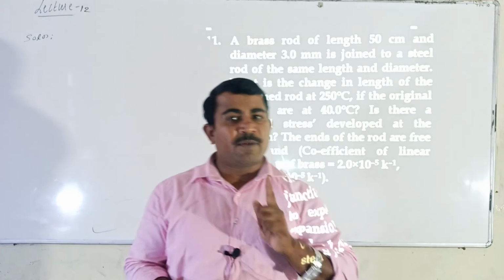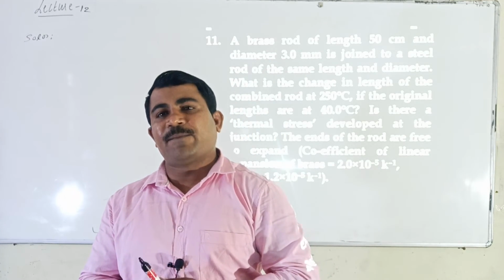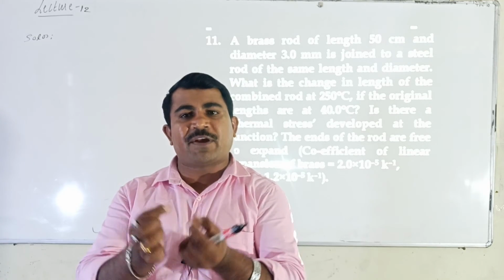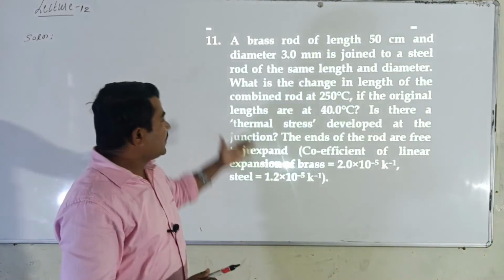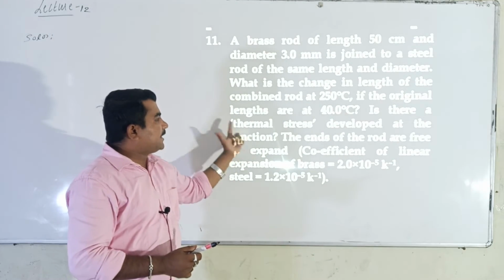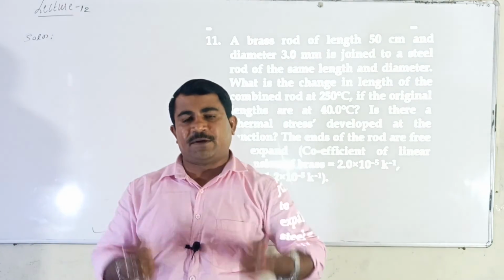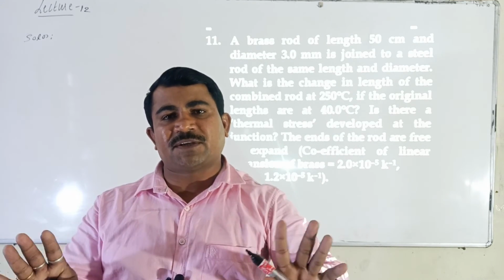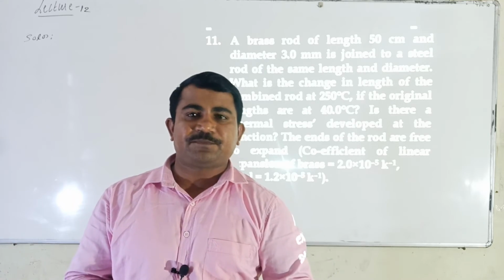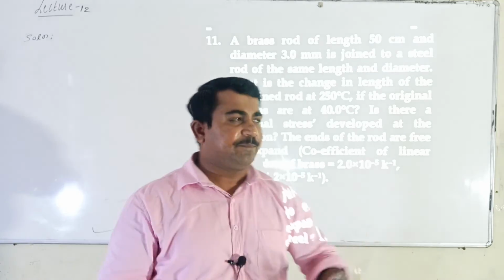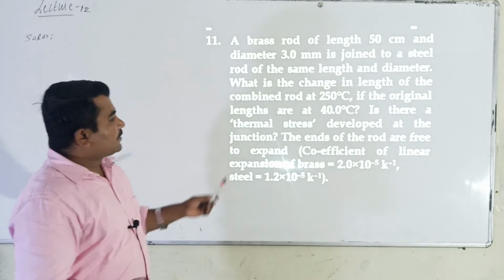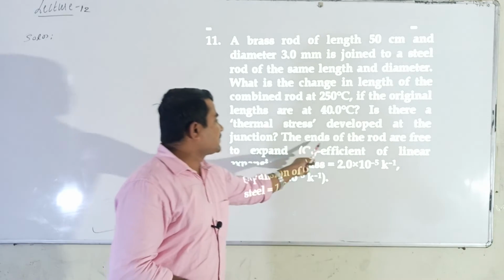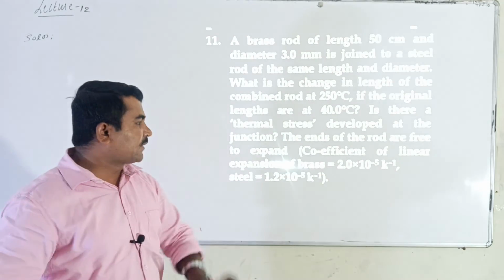We know that thermal stress is developed only when the metal or the combination of metals are fixed between two rigid supports. Here both rods are free to expand. First I can confirm that there is no thermal stress developed between the two rods because both rods are connected freely. The question asks about thermal stress at the junction when the ends of the rod are free to expand, hence no thermal stress is developed.